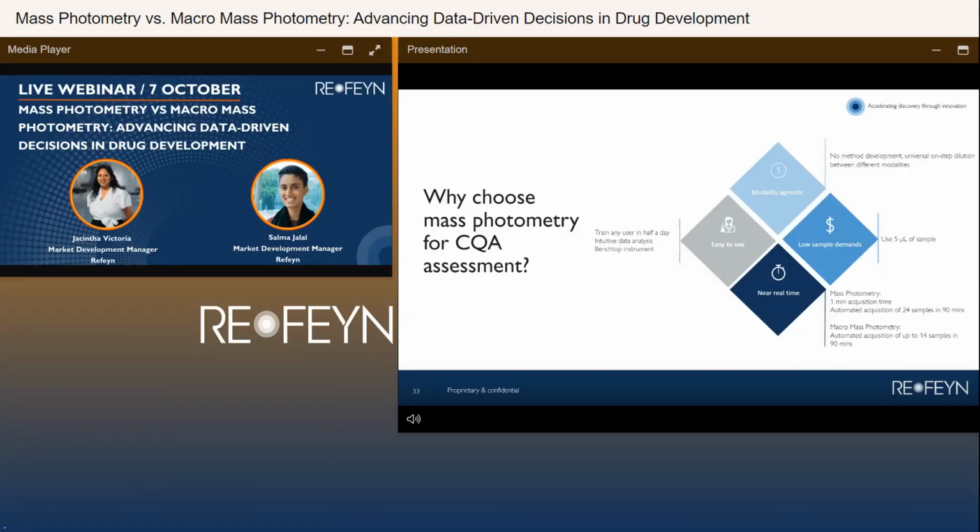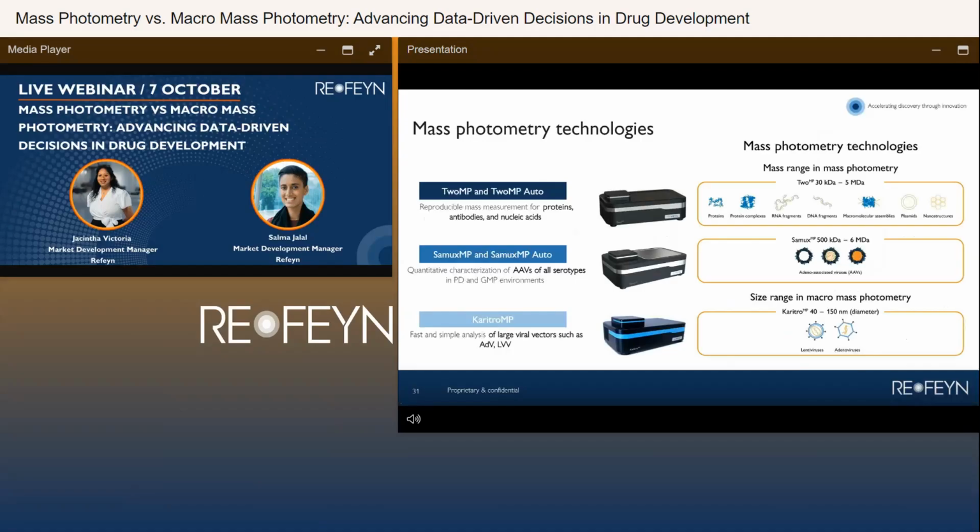We have a very intuitive software and a very intuitive data analysis, and it's a very small benchtop equipment. So all of that put together, you can really have the training of new personnel done in less than a day. So all of this put together should have helped convince that mass photometry really is reliable, accurate, sensitive, and can be adapted for different critical quality attributes for the applications talked about above.